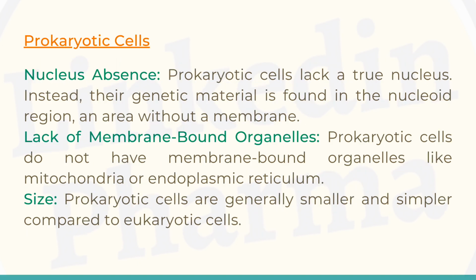Prokaryotic cells. Nucleus absence. Prokaryotic cells lack a true nucleus. Instead, their genetic material is found in the nucleoid region, an area without a membrane. Lack of membrane-bound organelles. Prokaryotic cells do not have membrane-bound organelles like mitochondria or endoplasmic reticulum. Size. Prokaryotic cells are generally smaller and simpler compared to eukaryotic cells.